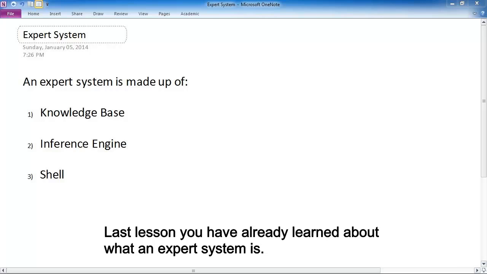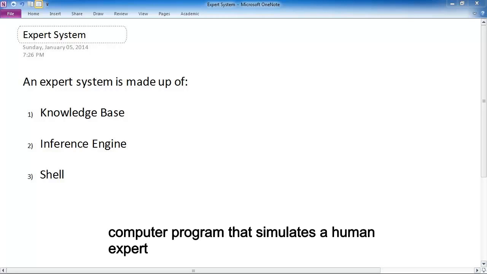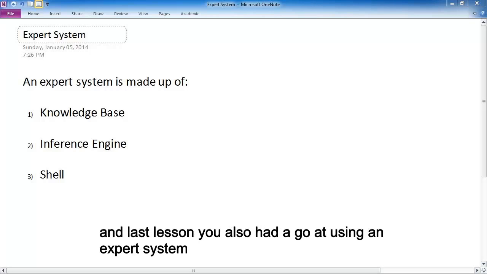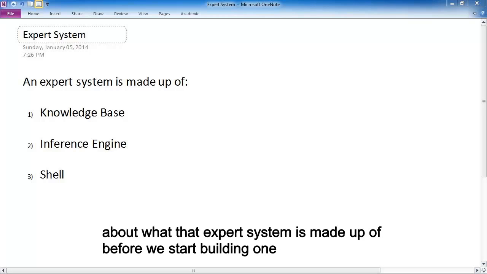So last lesson you have already learned about what an expert system is. Basically it is a computer program that simulates a human expert. And last lesson you also had a go at using an expert system to help you select what kind of sport you should play. So in this lesson we're going to talk about what that expert system is made up of before we start building one.